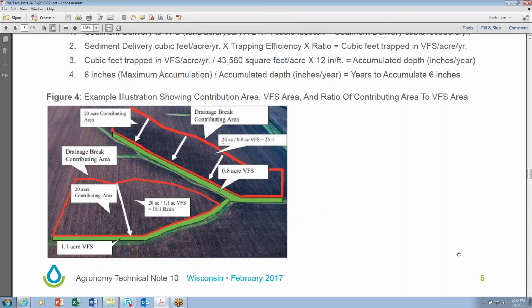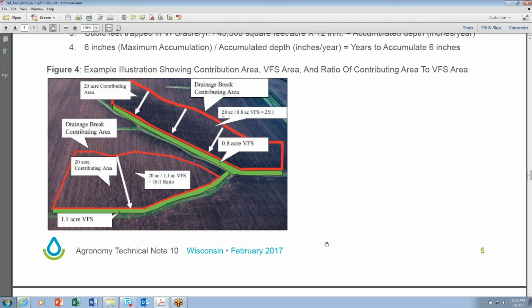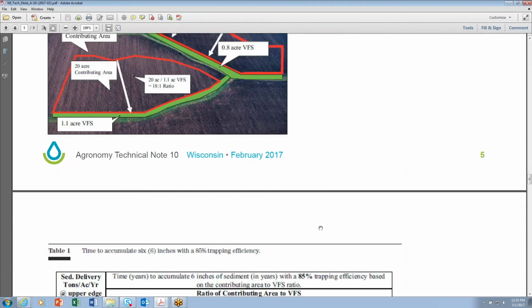They're also looking at not only the percent of the whole, but what's being trapped above it, what's flowing into it, and then what is being trapped in the filter strip. And then they're looking at the length of time that it'll take for it to fill up. And it needs to calculate out to something over a 10-year.